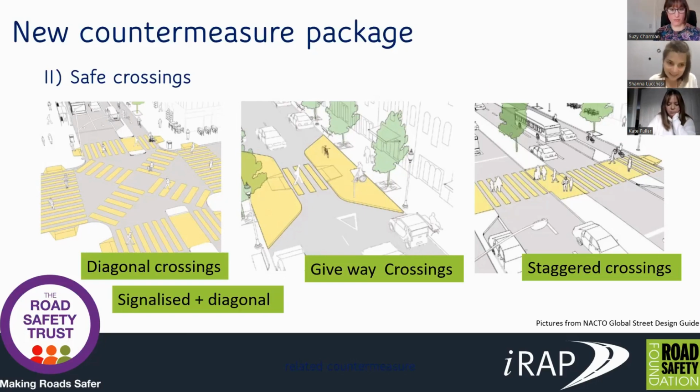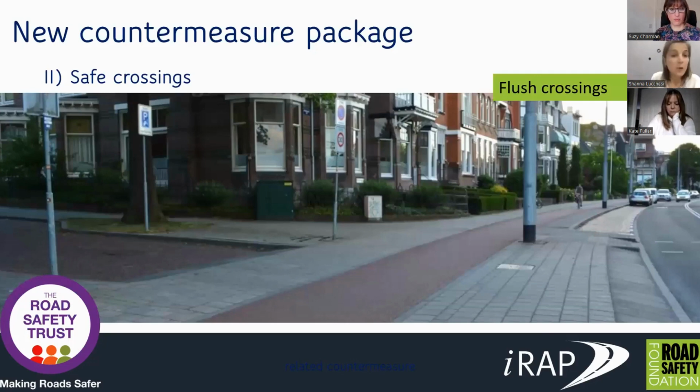So next slide, please. So continuing with safe crossings, we have here the flush crossings. So flush crossings reduce pedestrian movement barriers and remove the implicit priority of vehicles by raising the carriageway to level with the footway, as you see in the picture. This countermeasure will be triggered in junctions where the side road volumes are low and pedestrian and cyclist flows are high. Next one, please.